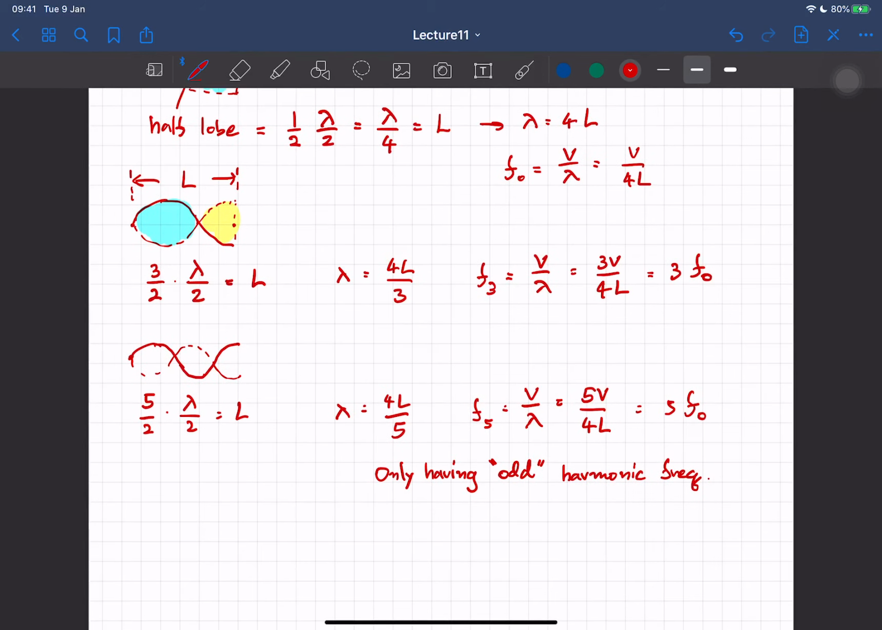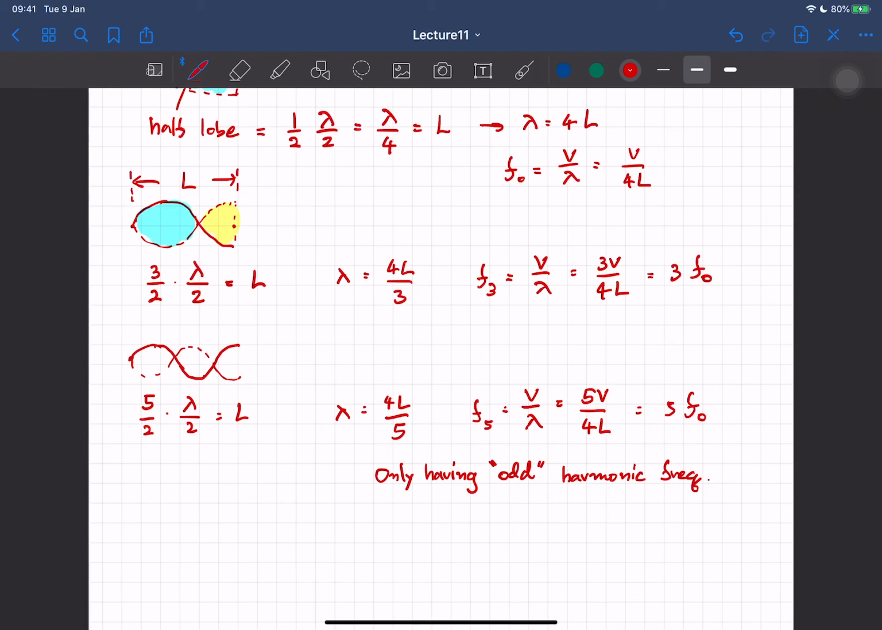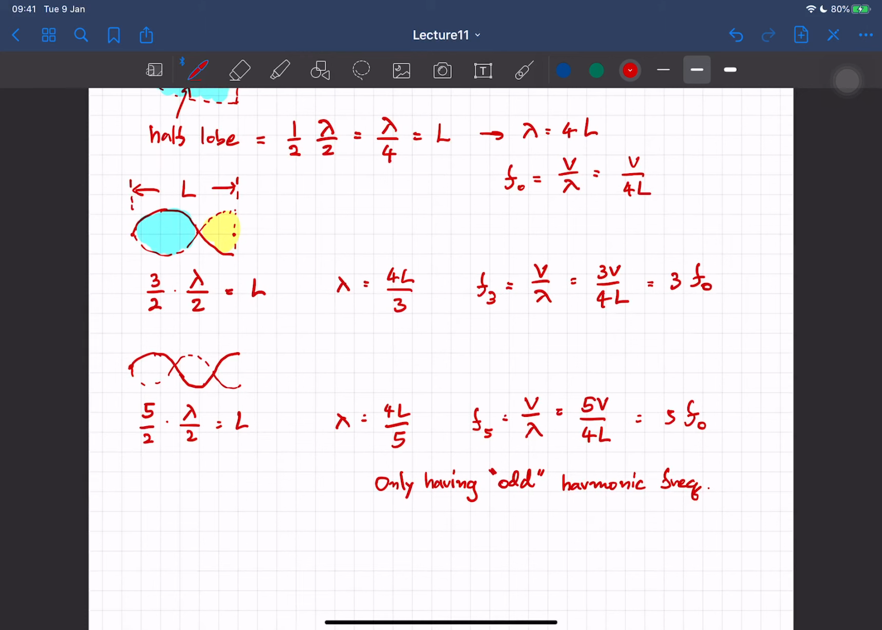So if you have the fundamental frequency in this case to be something like 200 Hertz, the next frequency that can happen in terms of standing wave is 3 times this, so that's going to be 600 Hertz. And next is going to be 5 times that, which is 1000 Hertz. So it's a very, very different structure from what we had in the other case.